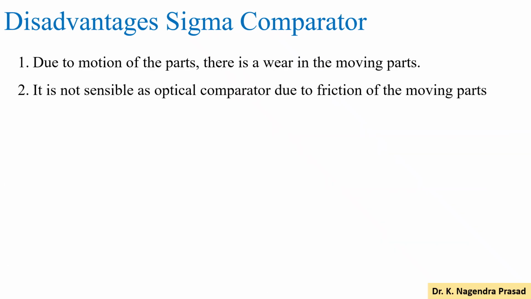So let's see the disadvantages. Due to the motion of the parts, there is wear in the moving parts. And another limitation is that it is not as sensitive as an optical comparator due to friction of the moving parts. So this is the discussion of the mechanical comparators, and thank you.